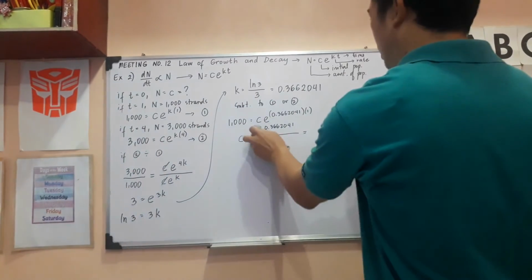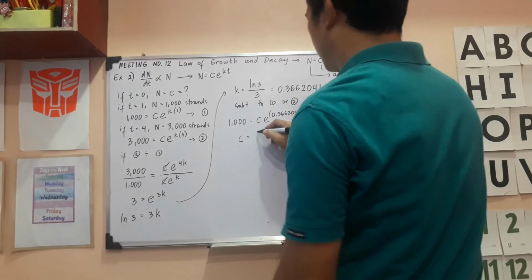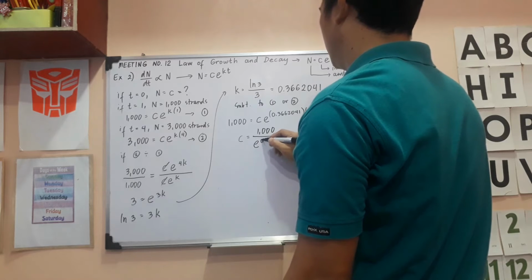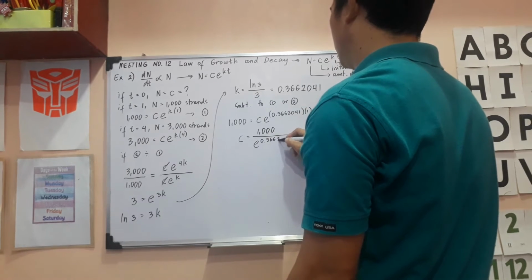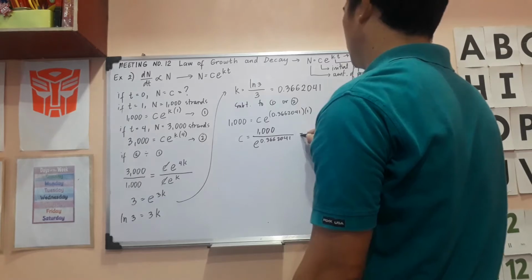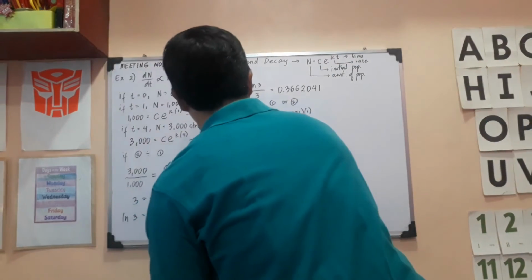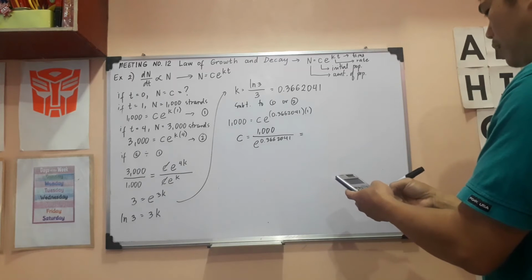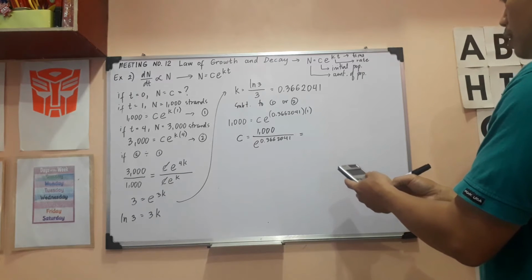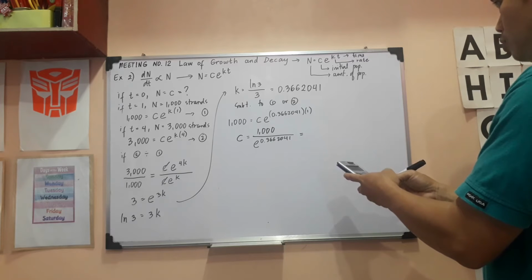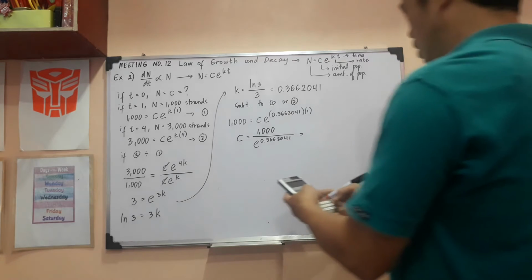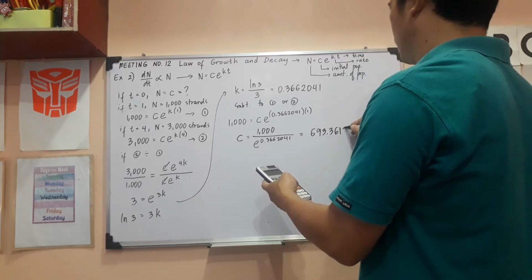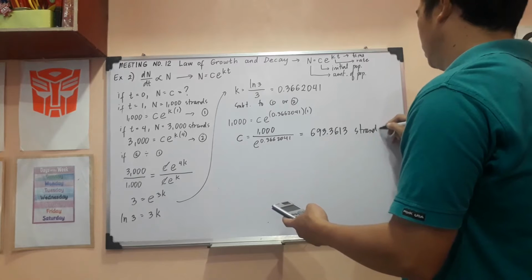So, that is 1,000 over e raised to 0.3662041. So, equals 1,000 and then divide by e raised to 0.3662041. That is 693.3613 strands. Yun ang unit.